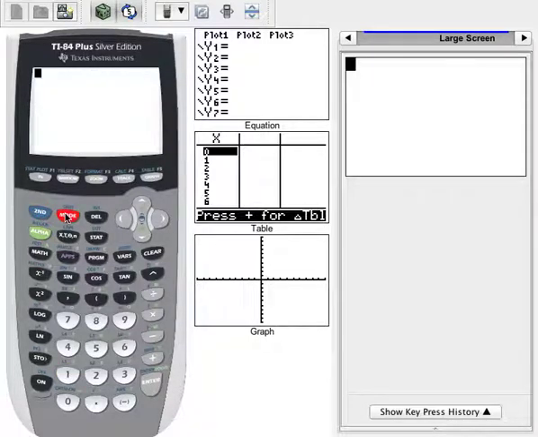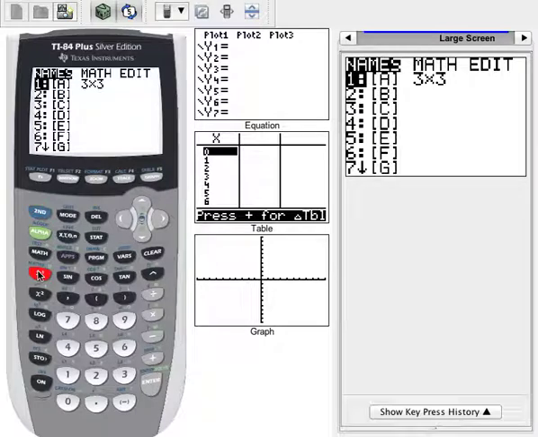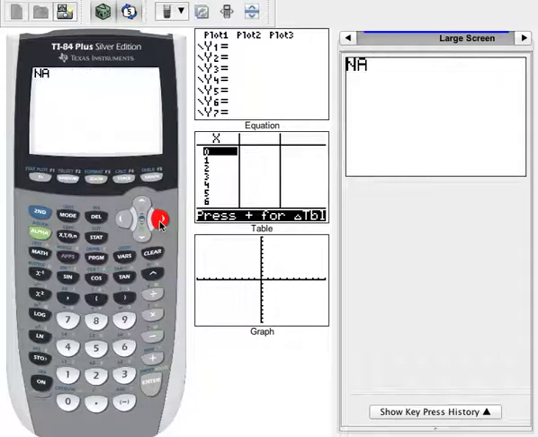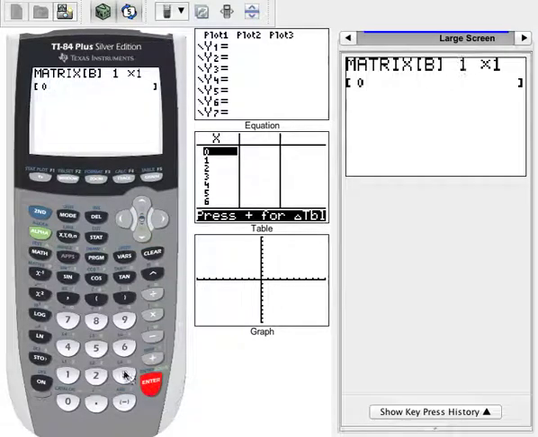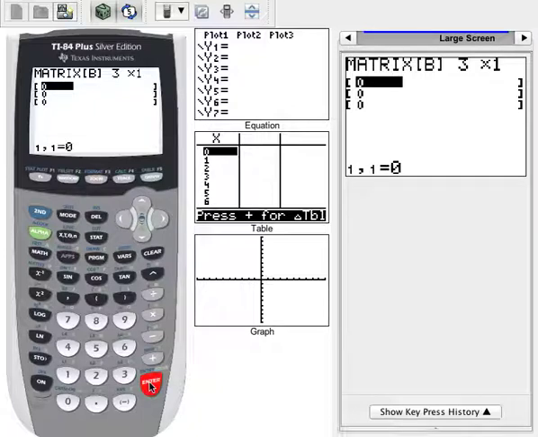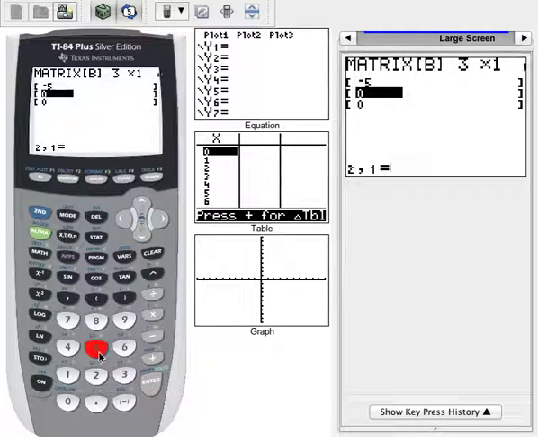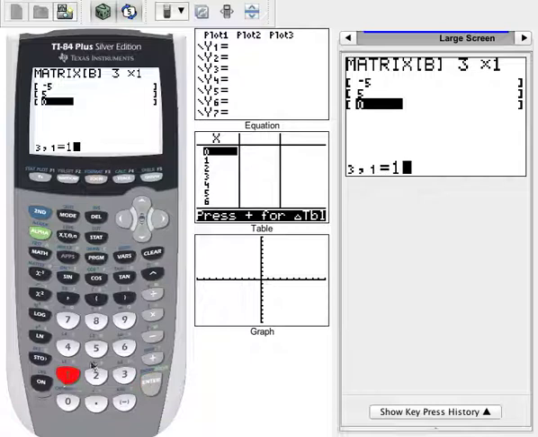Okay, so now we need to exit the matrix menu, so we hit second and the mode key, which is the quit, and we've got to get back into the matrix menu to set up the constant matrix. So we hit second and the matrix again. This time when we go over to edit, we're going to choose B, and we're going to set this up as a 3 by 1, 3 rows and 1 column. And this is where we'll put those constants of our 3 equations in our system. And they were -5, 5, and 16.